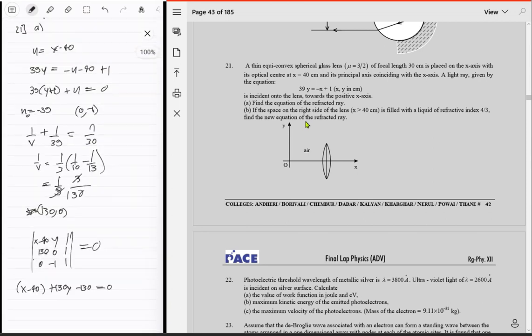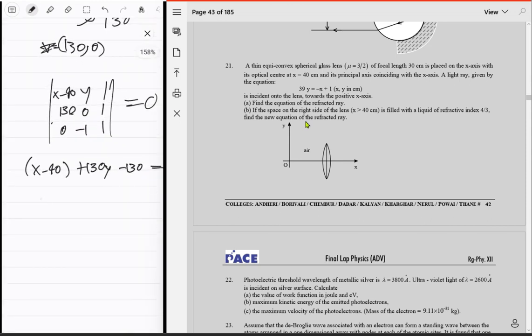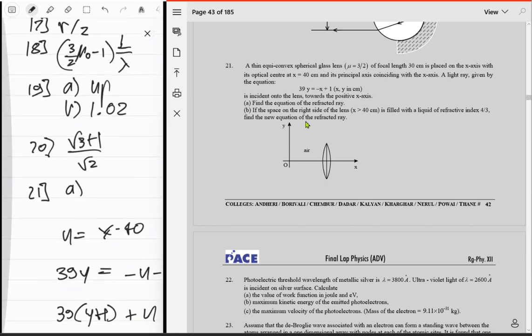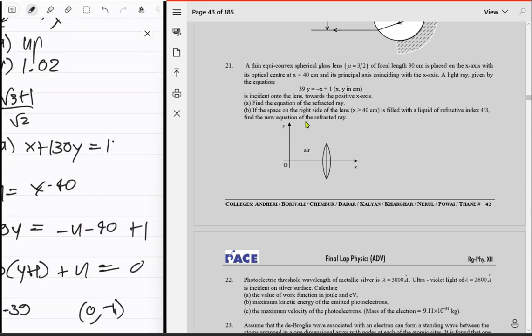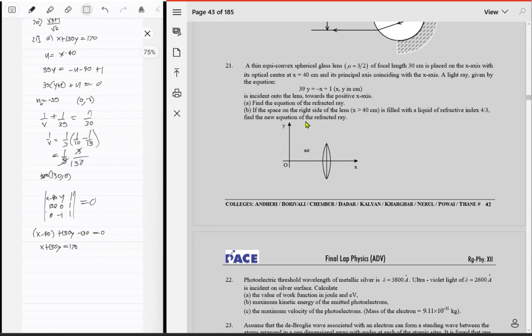Awesome. Yeah, I guess this works. So what this means is that x plus 130y is equal to 170. That's our new equation, so just x plus 130y equal to 170. Okay, now the next thing will be when this is right. You have changed the refractive index, right? It's like 3 upon 2 now.